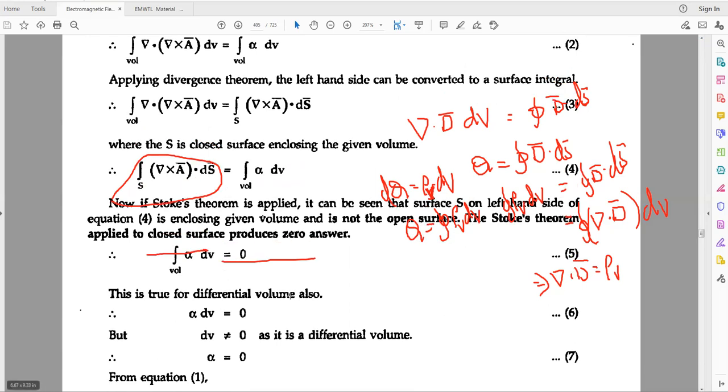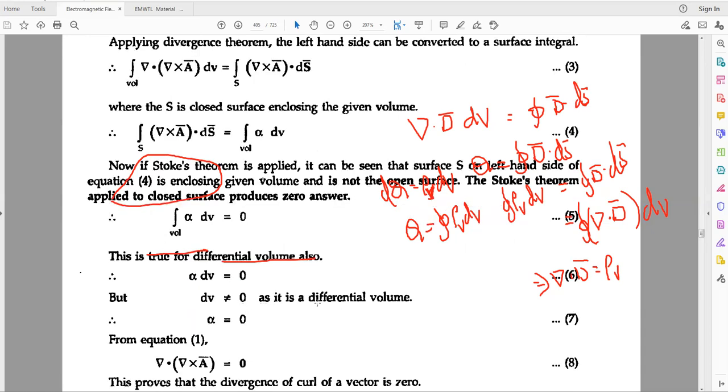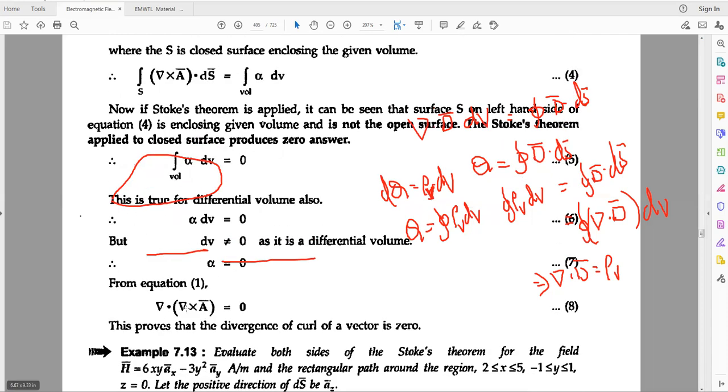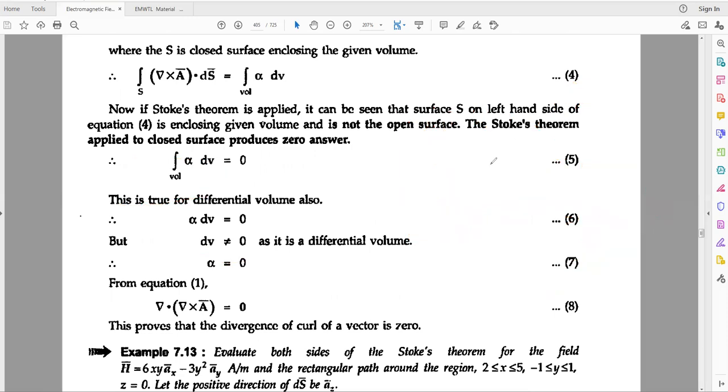The differential volume is a 0. Alpha into dv is equal to 0. dv is not at all equal to 0. Differential volume is not equal to 0. Alpha is equal to 0. Therefore, del dot del cross A bar is equal to 0. This proves that the divergence of the curl of a vector is always 0. The divergence and the curl, if anything, you will always get the value 0. Got it, my students? The Stokes theorem applied to the closed surface produces 0.